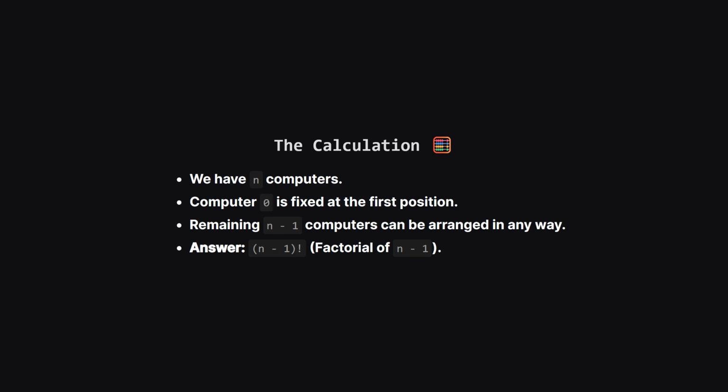So, if the impossible case is ruled out, we just need to count the permutations. We have n computers total. Computer 0 must be first. That leaves n-1 slots to fill with n-1 computers. Since they can go in any order, the number of ways is simply the factorial of n-1. We just multiply 1 times 2 times 3, all the way up to n-1.